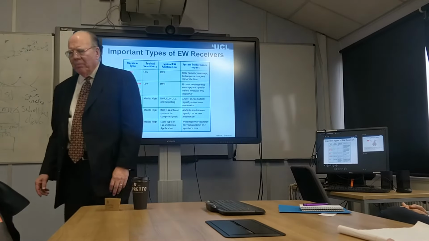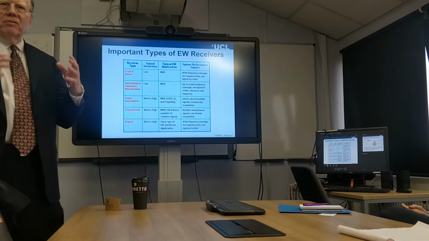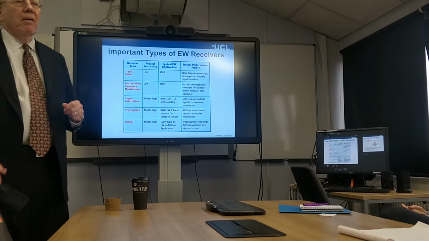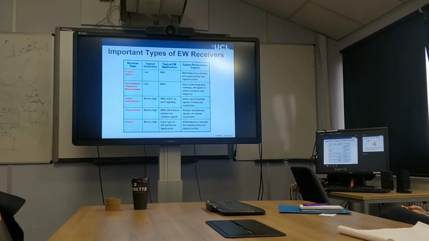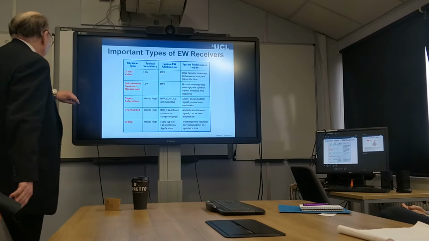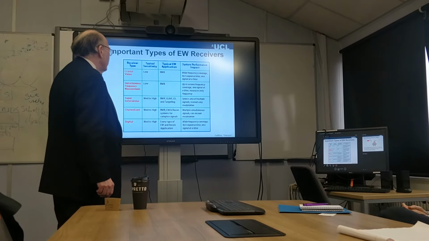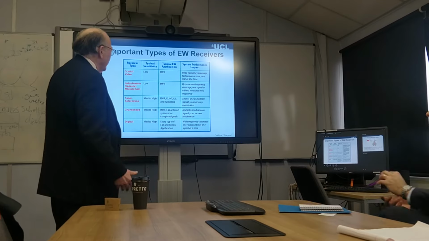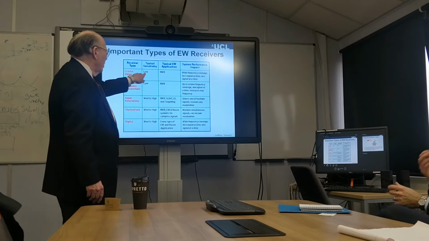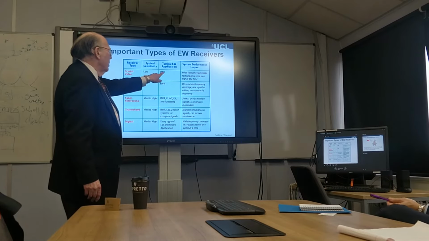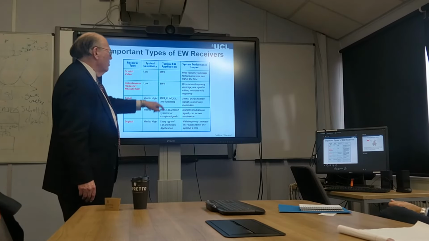So to enable systems like that, we have to have specialized electronic warfare receivers. And it turns out that there are a number of different kinds of EW receivers. This shows a few of the most common types. The crystal video receiver is a fairly inexpensive receiver. It's got relatively low sensitivity. Its typical EW application is in a radar warning receiver.